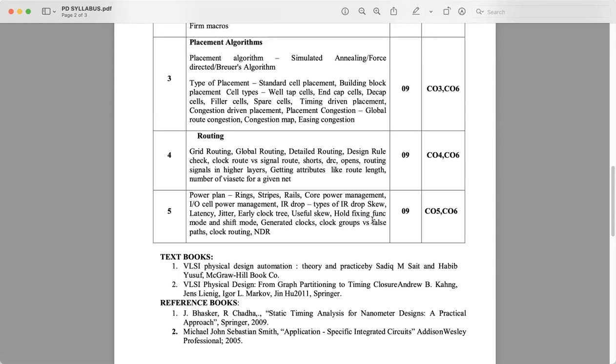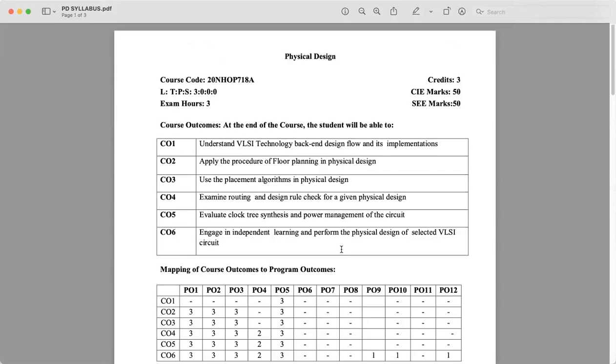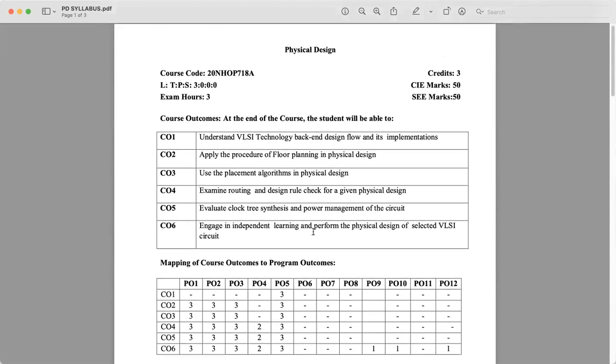Okay, so there cannot be any connection, but then it will generate a few connections, so false paths. Then clock routing, NDRs. We'll be looking into them one by one, and we will see how it goes. So basically physical design is into placement, routing, floor planning. All this stuff comes into the picture.